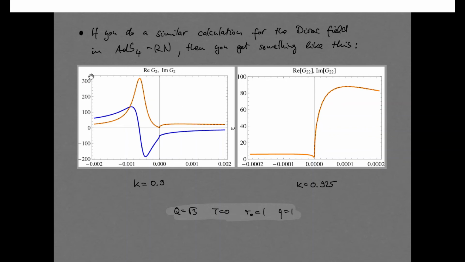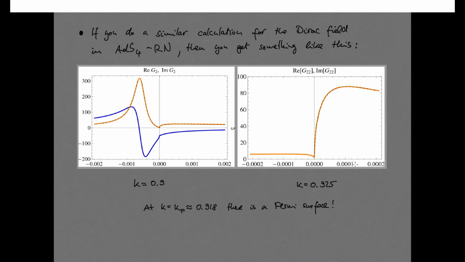Here the scale is up to 300, and it's very close to omega equals 0, at less than minus 0.001. So you see a giant peak at this particular value for the wave number. As you increase k, this giant peak approaches omega equals 0, and then goes to the other side, but there is no symmetry. So at k equal 0.925, it looks like a bump here on the right-hand side. Again, we are very close to omega equals 0, where the maximum lies.